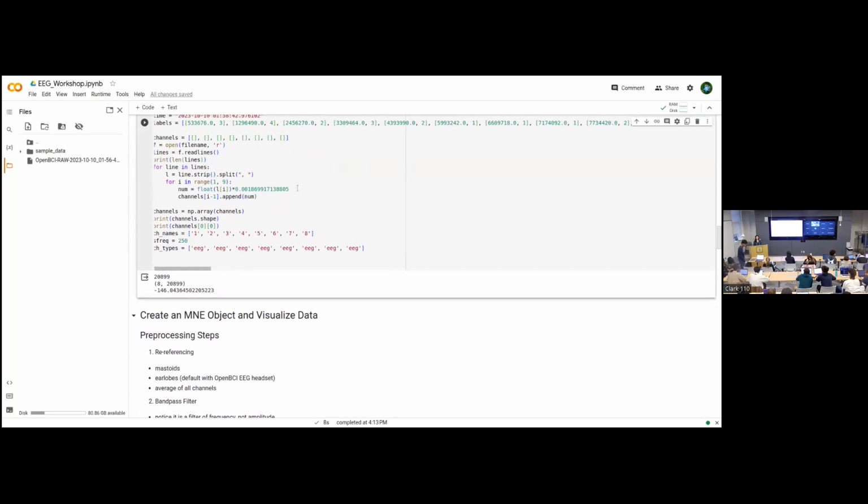Also, another thing: does anyone notice this number that I multiplied every entry by? Does anyone have a guess for what that number might be doing? Why are we getting all the data that was originally in the raw file? Why do we need to multiply by this?